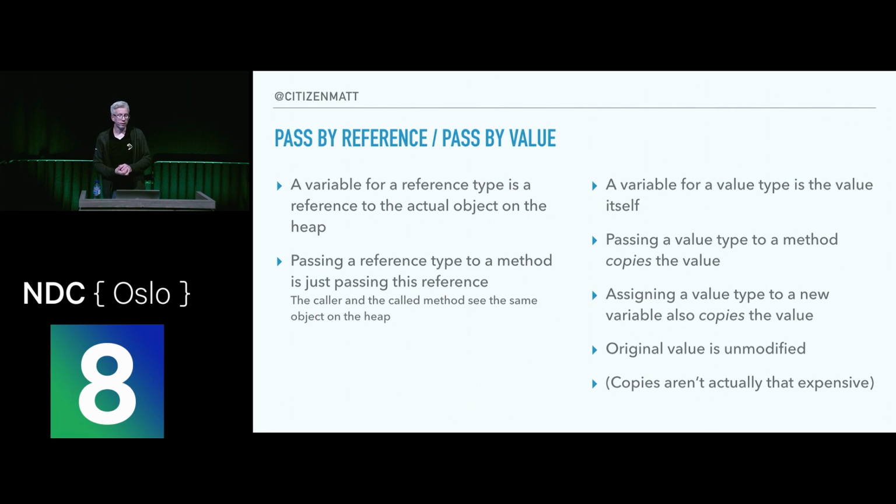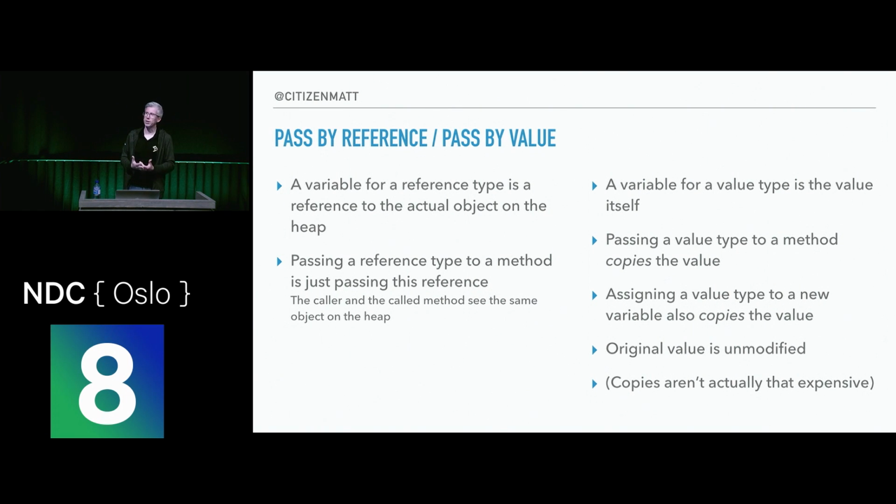But if we have a variable for a value type, it's the whole value itself. It's our 3 points in a point, the x, y, z in a point. Passing a value type to a method passes the whole thing, and it passes a copy of it. So you've now got 2 copies of the same thing. Assigning a value type to a new value copies it as well, and the original value is unmodified, so that if you change one, it doesn't change the other.